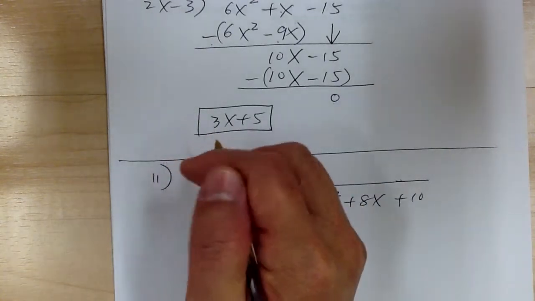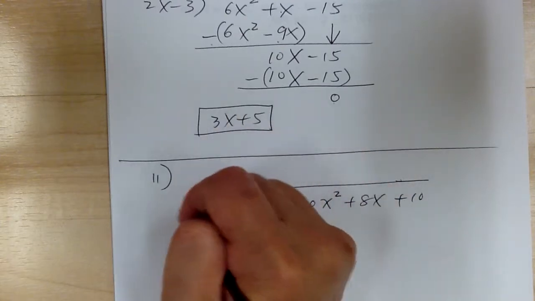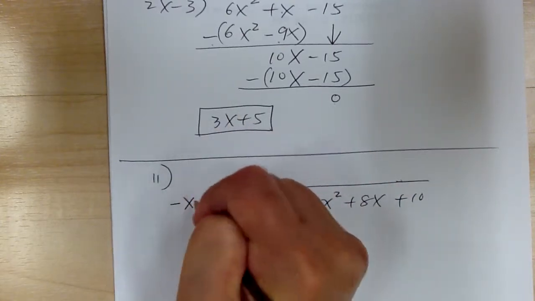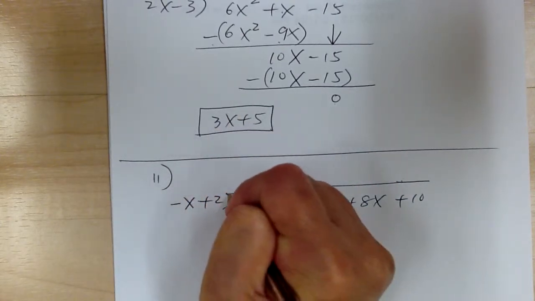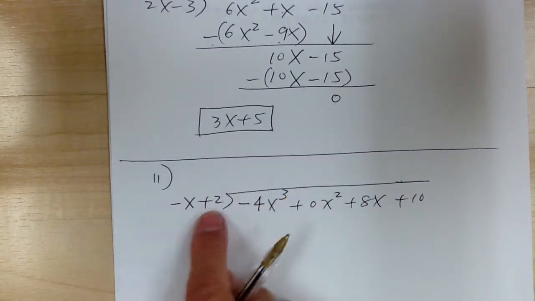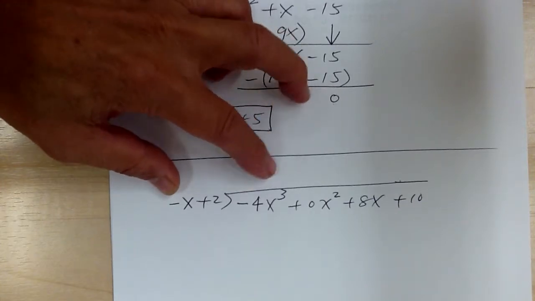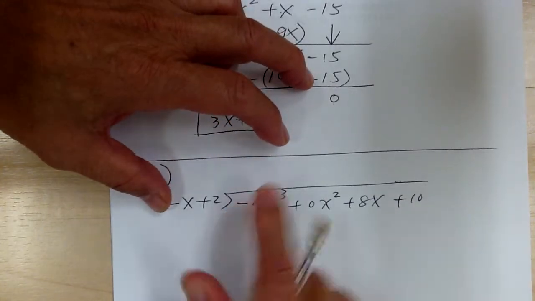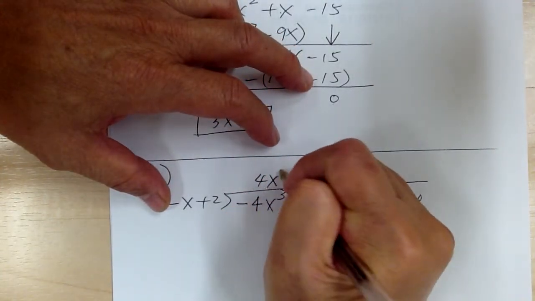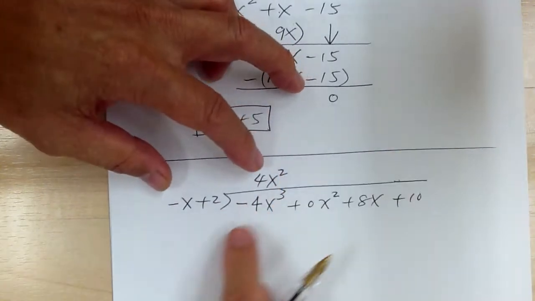And you're going to divide by 2 minus x. So when you put it in the correct order, it will be negative x plus 2. So watch out for the signs. Watch out for positives and negatives. Okay, so over here, in order to get that, the negative is already taken care of, so you need to get 4x squared. Okay, you can double check.